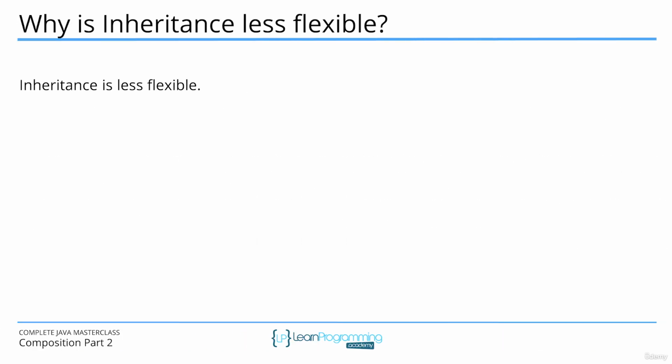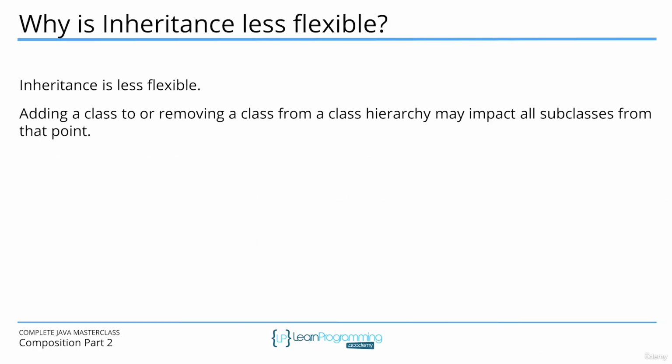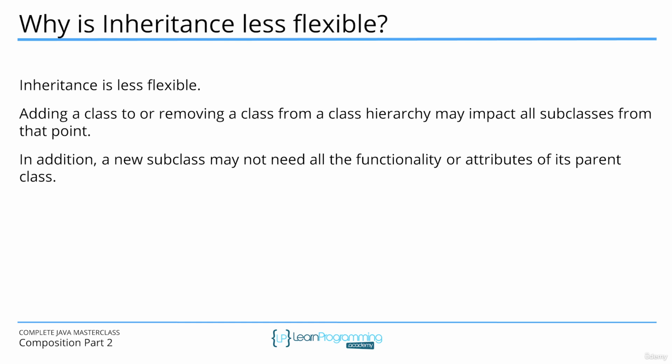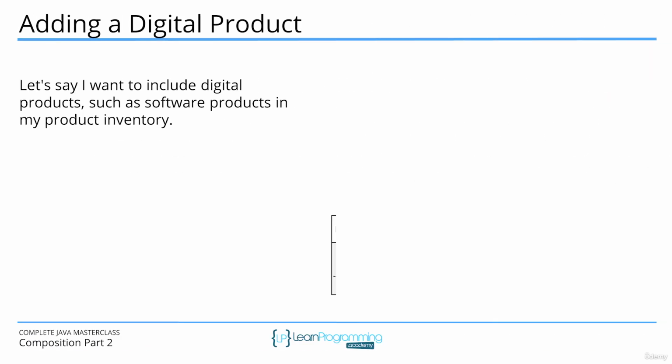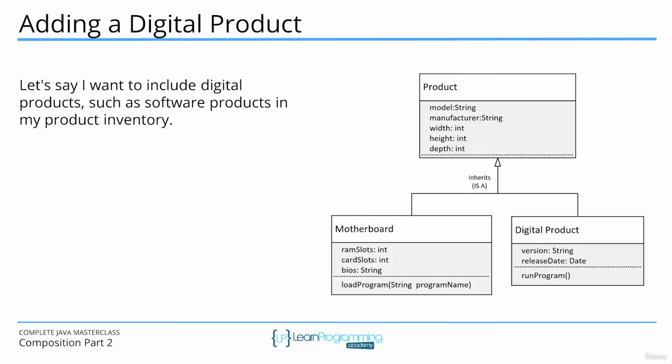Inheritance is less flexible. Adding a class to or removing a class from a class hierarchy may impact all subclasses from that point. In addition, a new subclass may not need all the functionality or attributes of its parent class, and therefore adding the subclass will muddy the waters, meaning the model no longer represents the reality in the code. Let's see an example of that. Let's say I want to include digital products, such as software products, in my product inventory. Should digital product inherit from product?